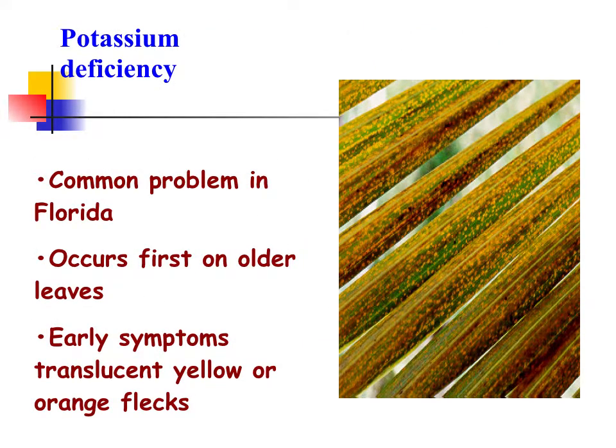You may have seen potassium deficiency in our palms. Again, the lower leaves will be affected first. If it's not too severe, you get this translucent, yellowy orange flecking. Now you might think that were a disease, and it does kind of resemble disease symptoms. But it's translucent. If you were to hold this up to a light source, you could kind of see through it like stained glass. Again, this would be primarily on the older leaves, where the newer leaves would be green and healthy.